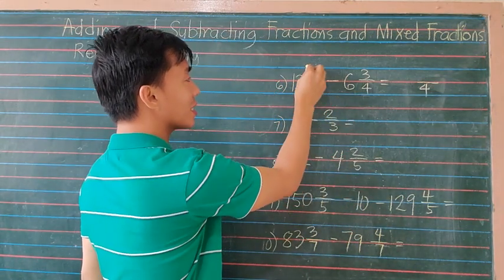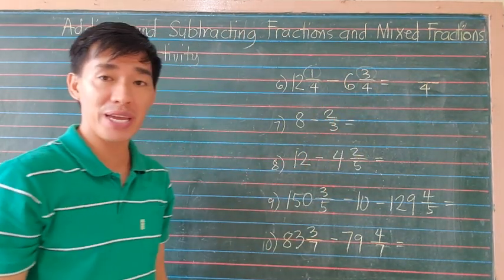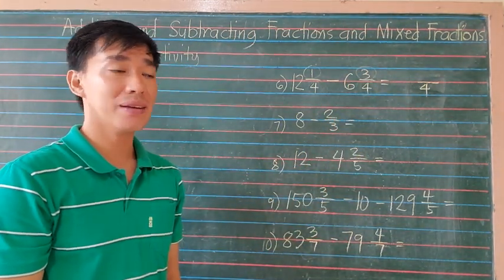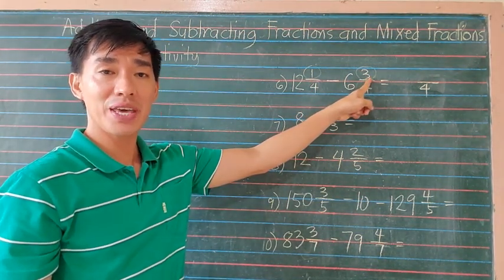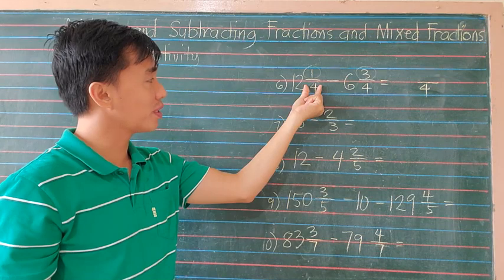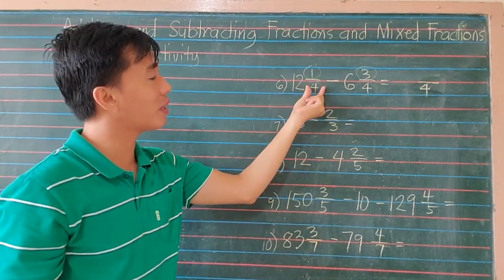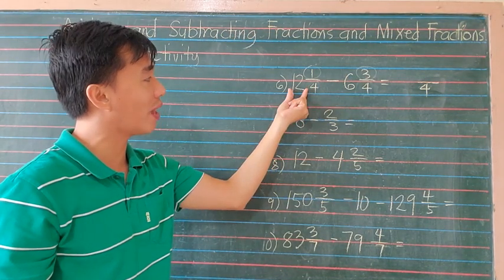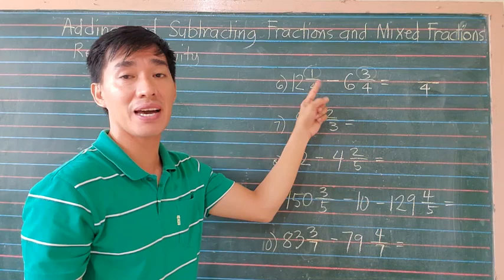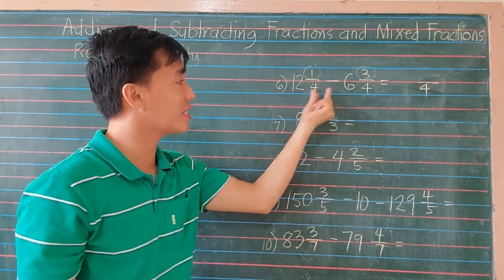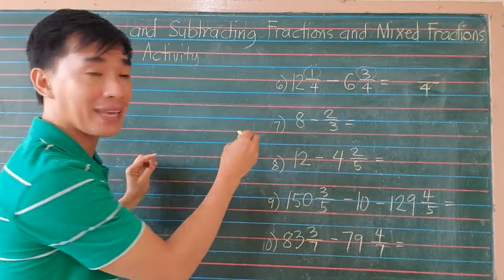But in this case, 1 could not be subtracted by 3. So what shall we do then? Because 1 is not enough to be subtracted by 3, I think this 1/4 needs to borrow from 12. So kailangan pong mag-borrow ng amount yung 1/4 sa 12 para po pwede natin i-subtract ang 3 sa kanya. 1/4 is not enough to be subtracted by 3/4. So in this case, ganito po yung mangyayari.